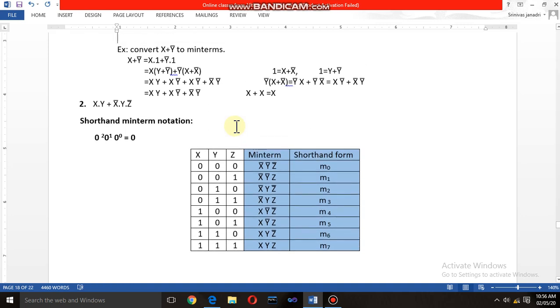Just take any equation that consists of 3 variables or 3 literals, convert it to the shortened form, and send it to me through WhatsApp. These 2 are the homework for today, just complete it soon and send it to me soon.